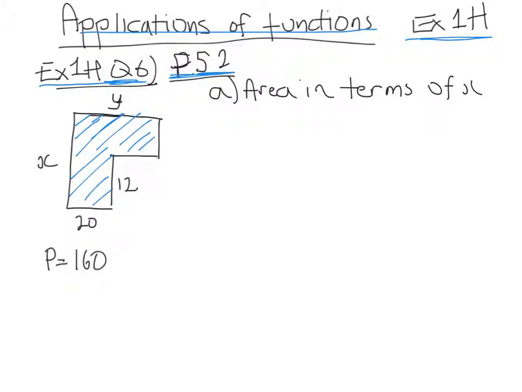What we know is that the perimeter for this shape is always 160. That would mean halfway around from there up to there would be 80. So x plus y would be 80. And the first part of this question is: find the area in terms of x.